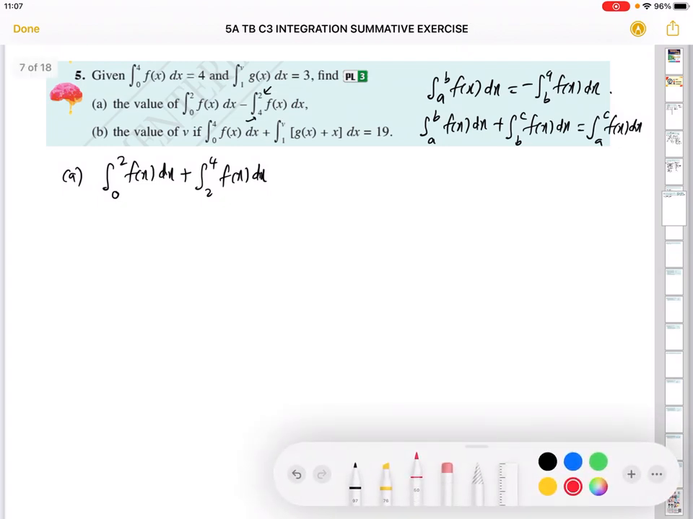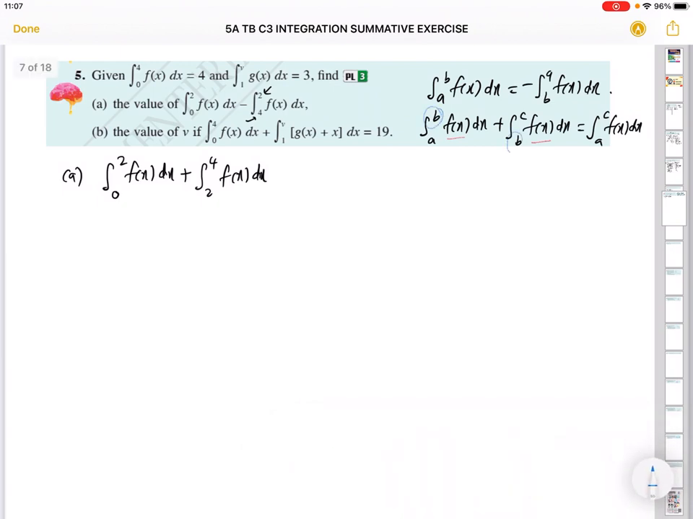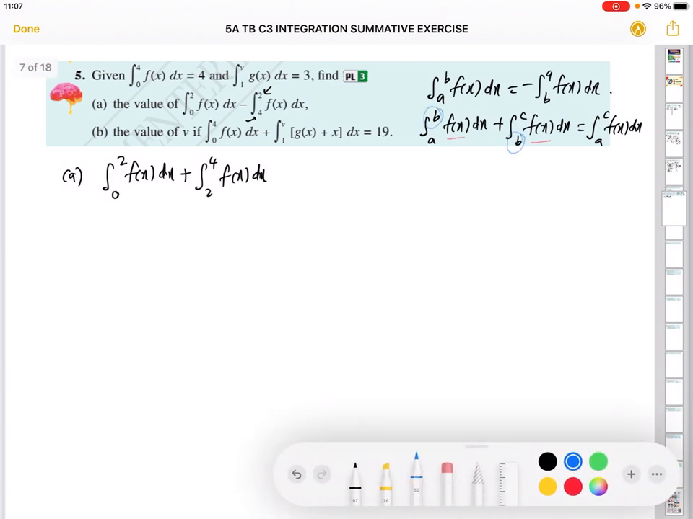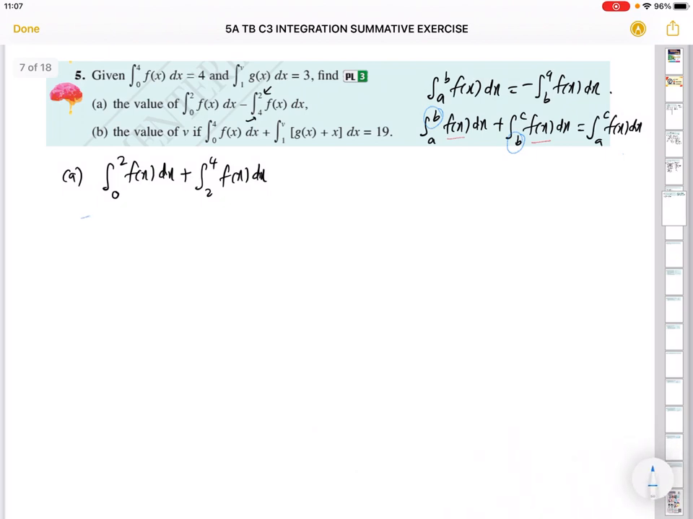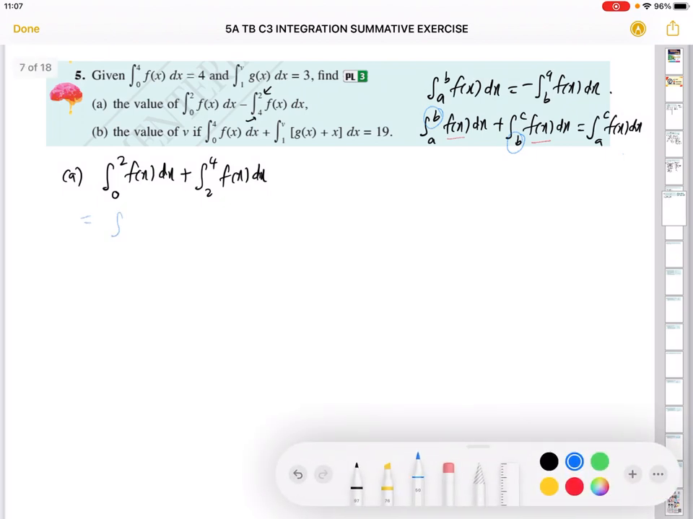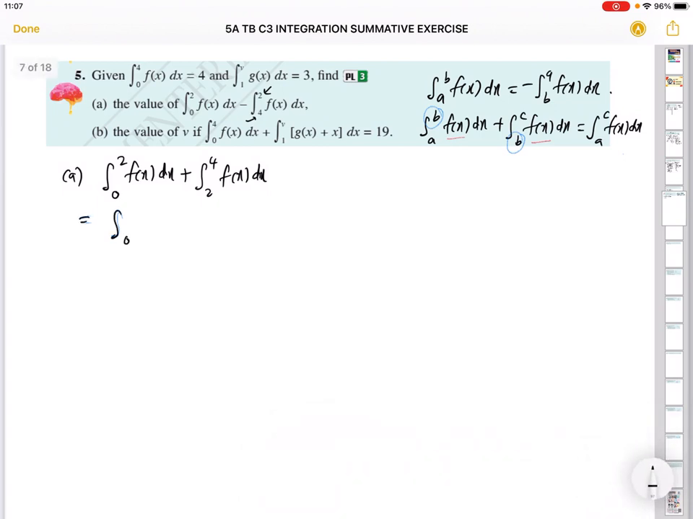Number two, the upper limit here must be the same as the lower limit of the next integral. So we can put this together. This will be 0 to 4 fx dx, and we know 0 to 4 fx dx from here is 4.